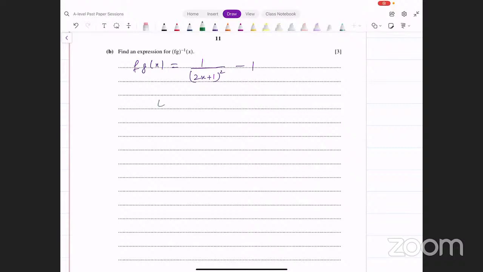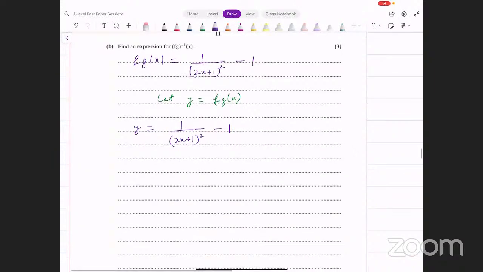What will you do? Replace the function notation with y. Let's say y equals fg of x, and that becomes y equals 1 over (2x plus 1) whole square, minus 1. Now what do we do? We have to make x the subject. Okay, let's make x the subject. Take the 1 to the other side. It becomes 1 over (2x plus 1) whole square equals y plus 1.